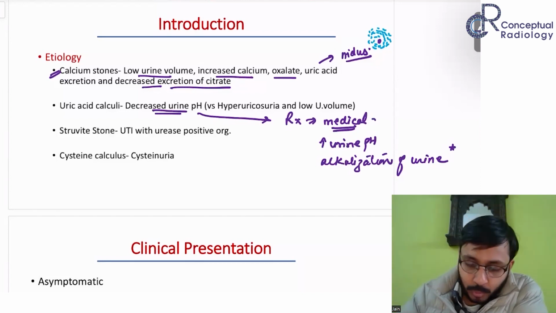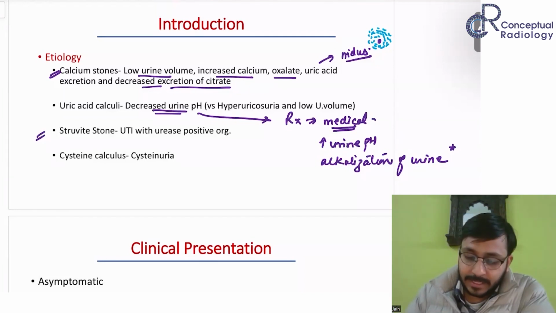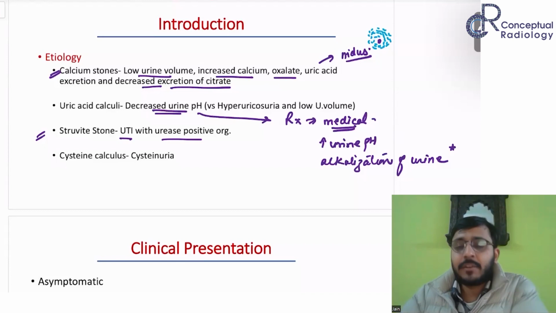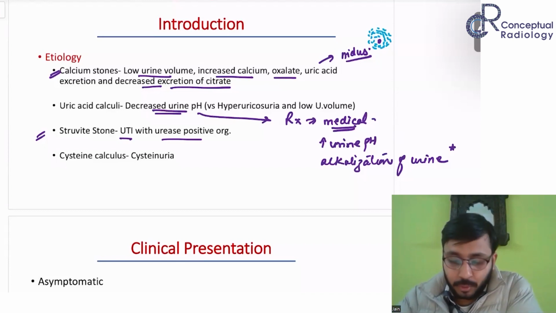A very, very important pointer to know that uric acid stones are precipitated by low urine pH. Now, struvite stones, we know from our PG preparation that UTI with a urease-positive organism is a risk factor for struvite stones. And again, for cystine stones, cystinuria is a risk factor.